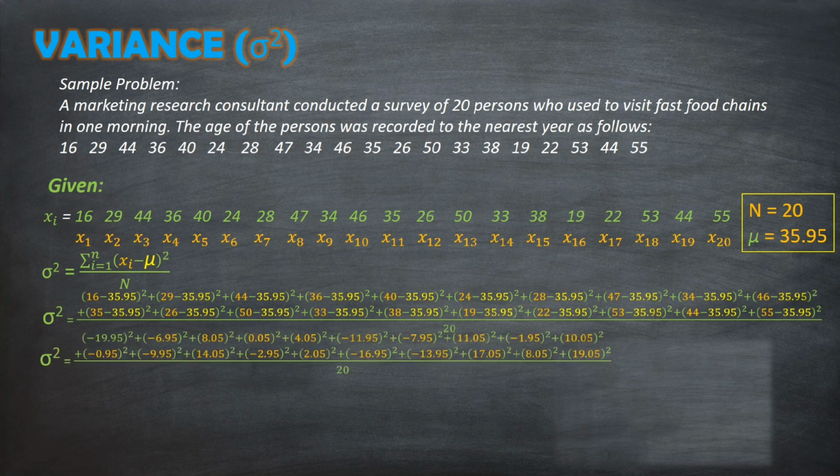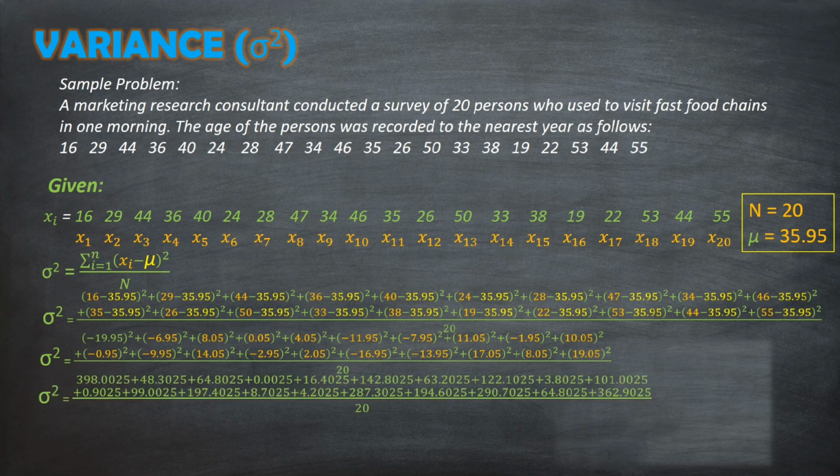Next, we will be simplifying each quantity. Starting from 16 minus 35.95, which is negative 19.95, then you square it, plus the next quantity, 29 minus 35.95, then you square, plus the next one, which is 44 minus 35.95, which is 8.05, then you square it, and so on up until you reach x sub 20, the last quantity in the numerator. So we will be squaring all of the differences in each quantity.